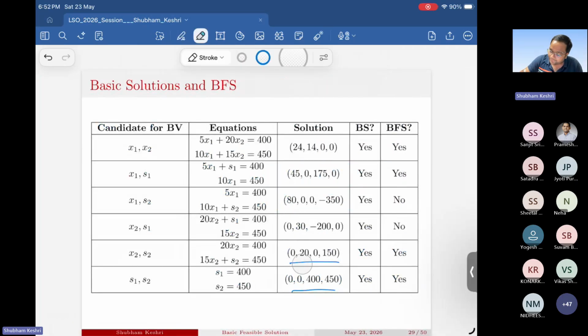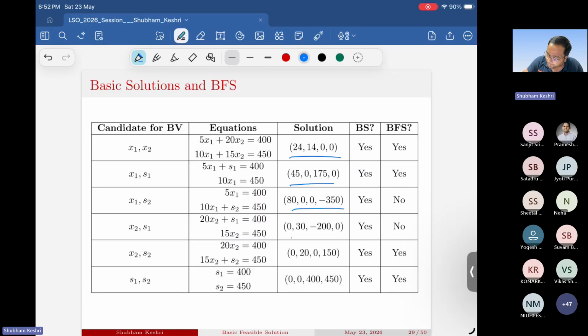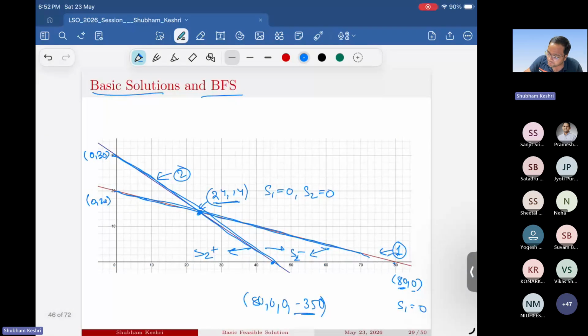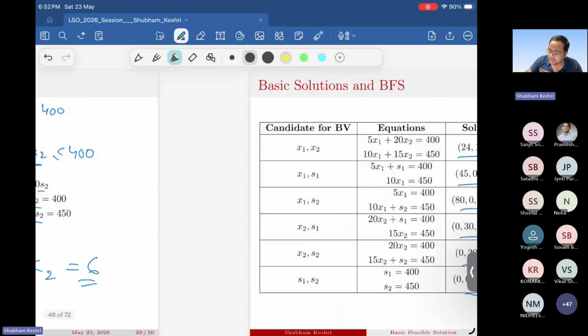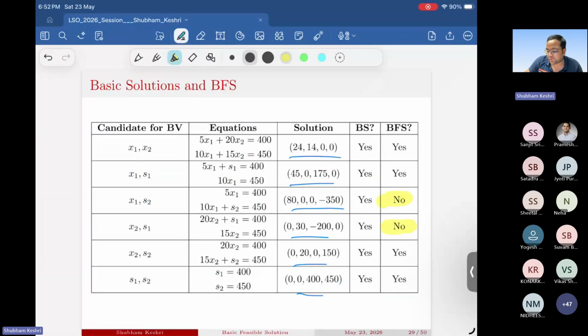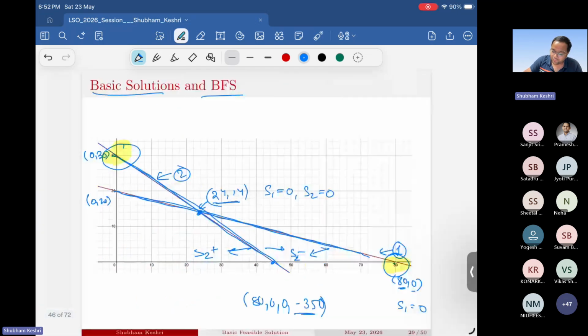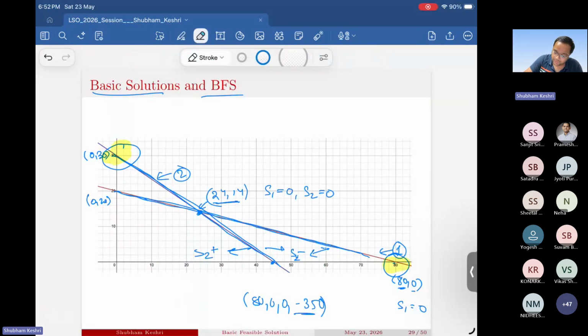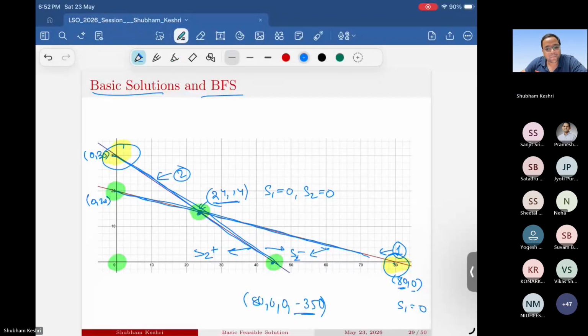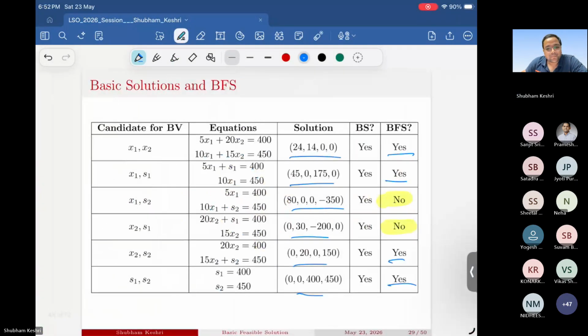These basic solutions are actually points, but not all points are feasible. You see, this point is not feasible. This point is also not feasible. This point is not feasible. This point is not feasible. Therefore, these are not basic feasible solutions. Basic feasible solutions are those solutions which satisfy the constraints. So these are these 4 points. This one, this one, this one, and this one. Any doubt? Okay. All right.